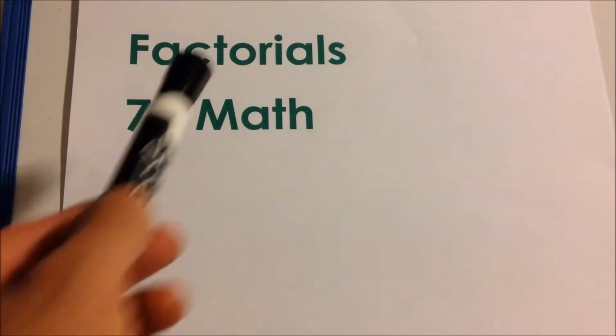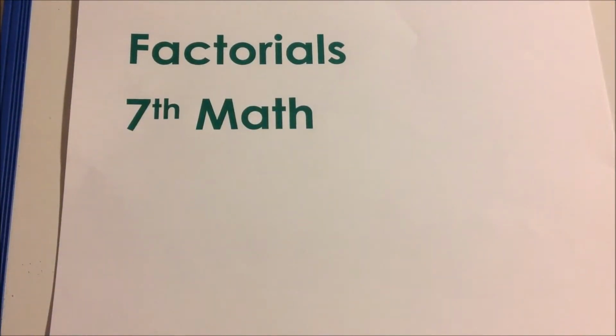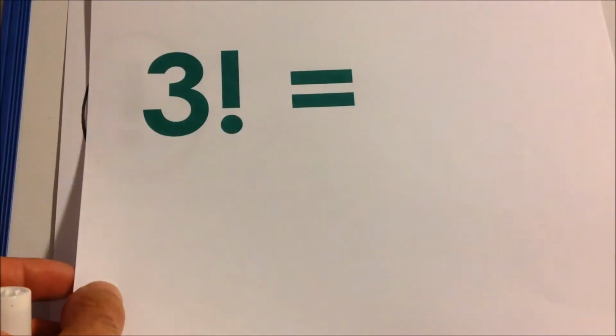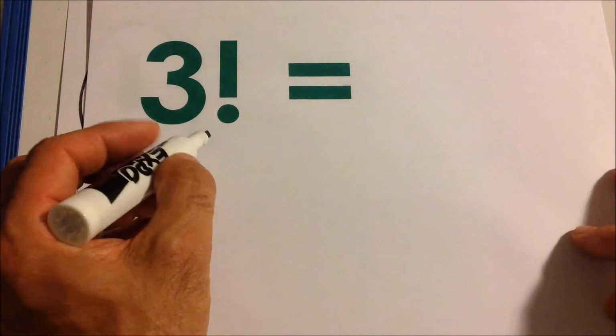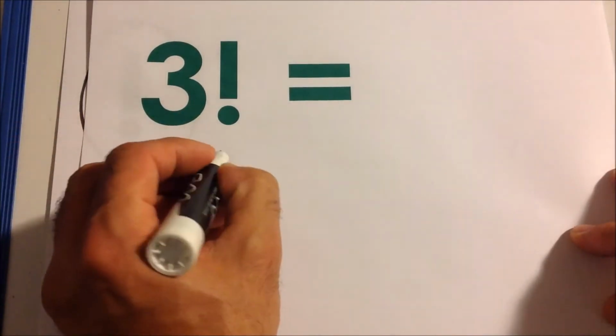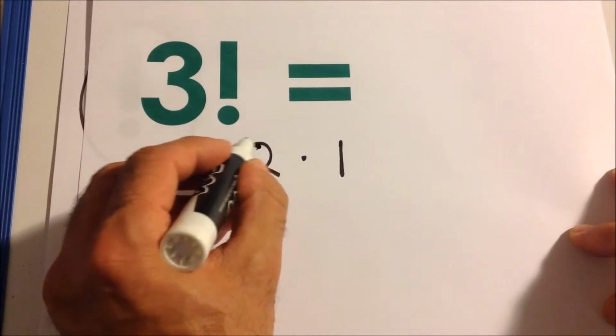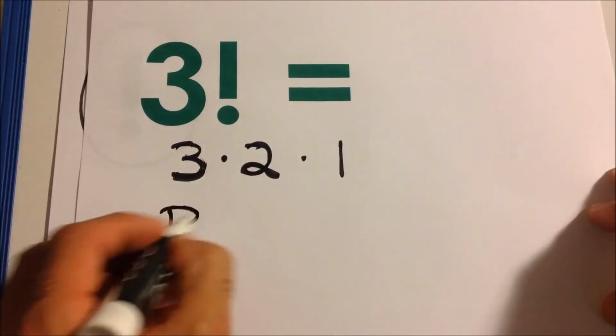Okay, here's our video on factorials. And we have a symbol. It looks like an English symbol from English class, language arts. Looks like an exclamation point, but it's actually the factorial symbol we'll use in math. So for example, if we had 3 factorial, all we do is we go 3 times 2 times 1. That's all we do. So factorials are only positive integers.